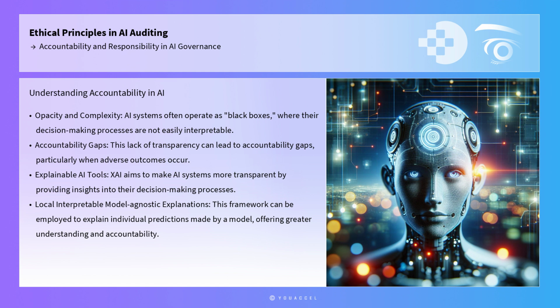To begin understanding accountability in AI, it is essential to recognize the challenges posed by the opacity and complexity of AI systems. These systems often operate as black boxes, where their decision-making processes are not easily interpretable. This lack of transparency can lead to accountability gaps, particularly when adverse outcomes occur. To address this challenge, the implementation of explainable AI tools is crucial. XAI aims to make AI systems more transparent by providing insights into their decision-making processes. For instance, the Local Interpretable Model-agnostic Explanations framework can be employed to explain individual predictions made by a model, thus offering greater understanding and accountability.